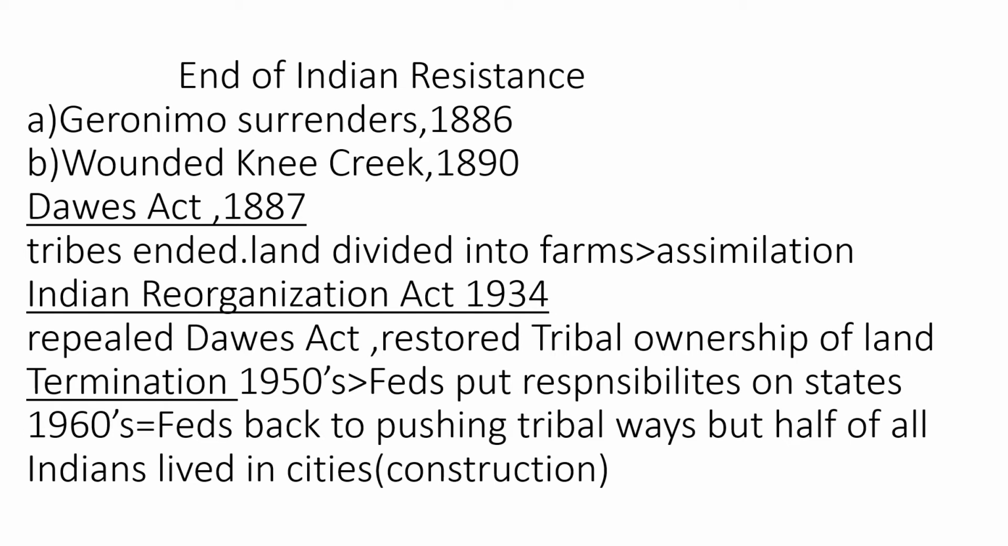By 1887, government policy towards the Indians changed again, and the tribal system was ended as federal policy under the Dawes Act was to break up tribal lands into separate farms. This process of assimilation they hoped would speed up Americanization of Indians. In 1934, the government repealed the Dawes Act and restored tribal lands with the Indian Reorganization Act. By the 1950s, the federal government started putting Indian responsibility on the states with a policy called termination.